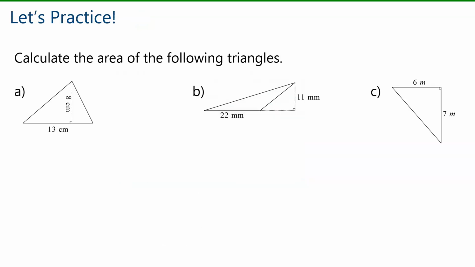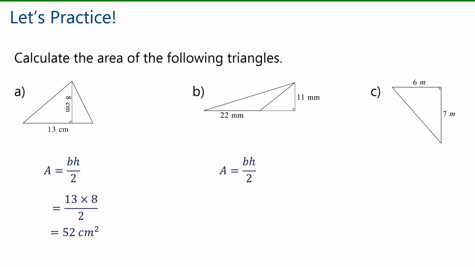So now let's use that formula to calculate the area of these triangles. I'll start by writing out my formula. In A, I see that the base is 13 and the height is 8. So I'll plug those into the formula. Next, I'll start by multiplying 13 and 8 first, and then I'll divide that by 2. So putting that all in my calculator, I got an answer of 52 square centimeters as the area.